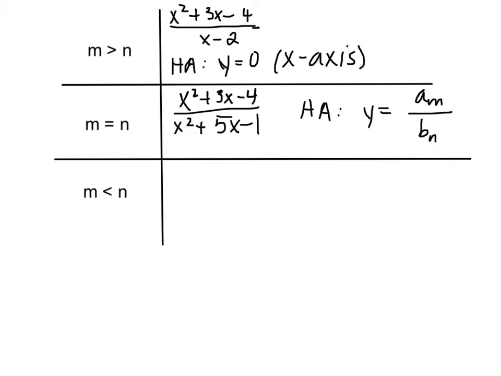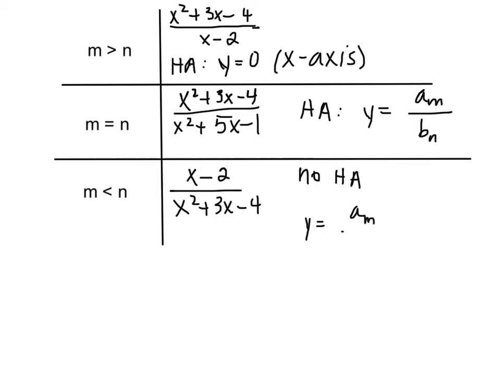Finally, if we have m is less than n, in which if we had x minus 2 over x squared plus 3x minus 4, we have no horizontal asymptote, and we have the same end behavior as y equals a sub m over b sub n times x to the m minus n. And our end behavior, just as a reminder, is our positive infinities and negative infinities, so the extreme left and right of our graphs.